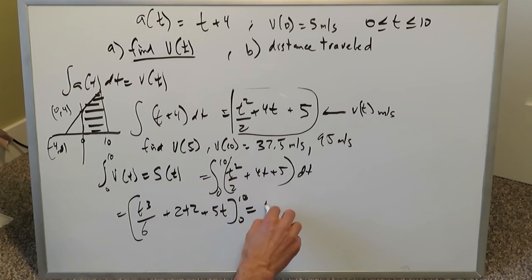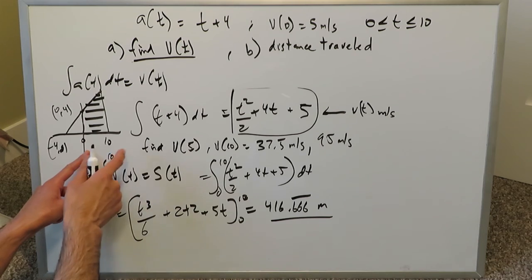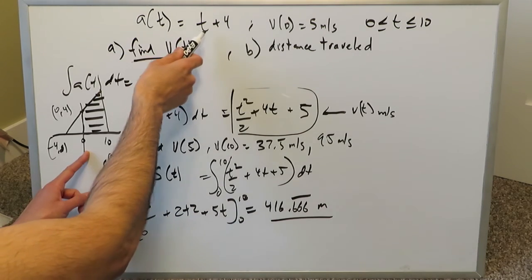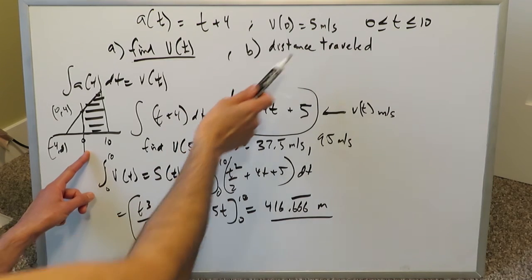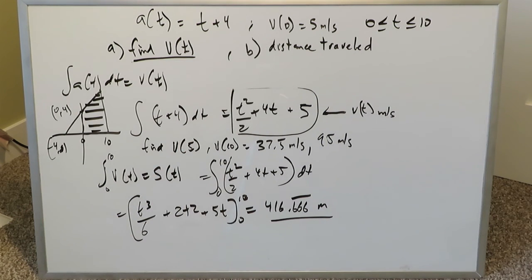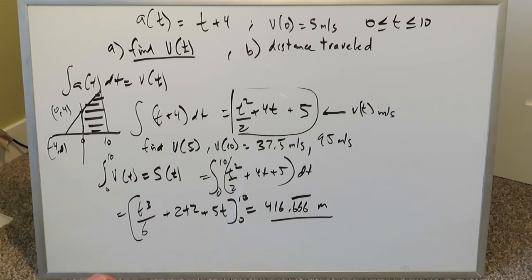And the answer would be here 416.666 repeating meters. And that would be your total distance traveled over this interval 0 to 10 for an object which has an acceleration represented by the function t plus 4 having an initial velocity of 5. Remember, many of these questions come into play in physics, especially when you're doing physics with calculus. And these are how you present those types of questions, and these are how you solve those types of questions.